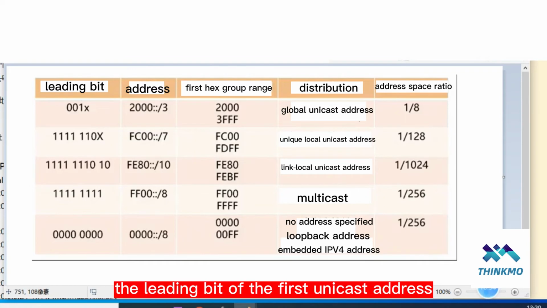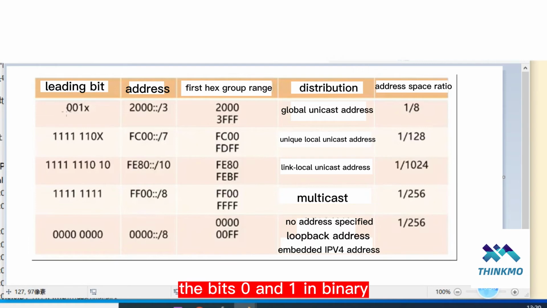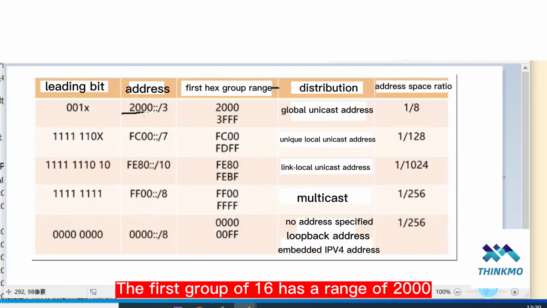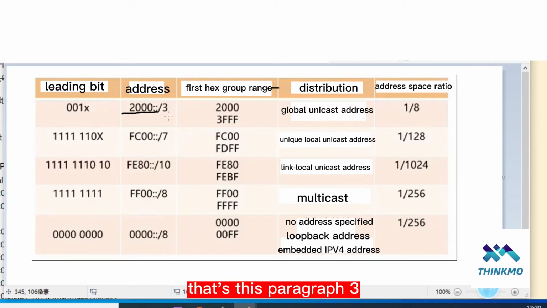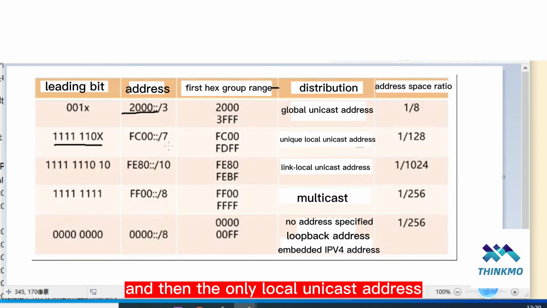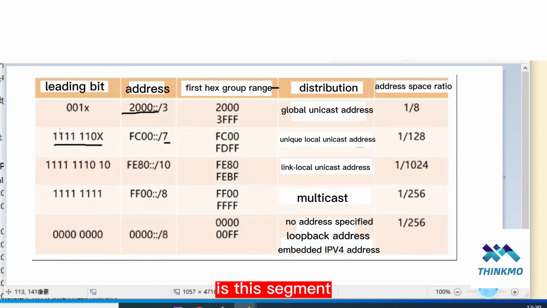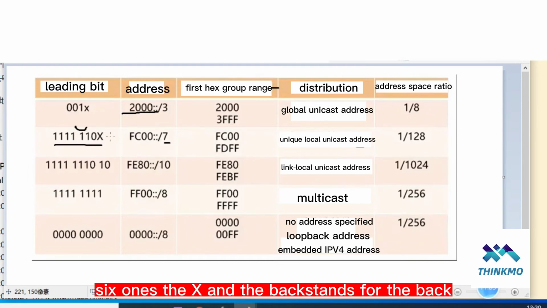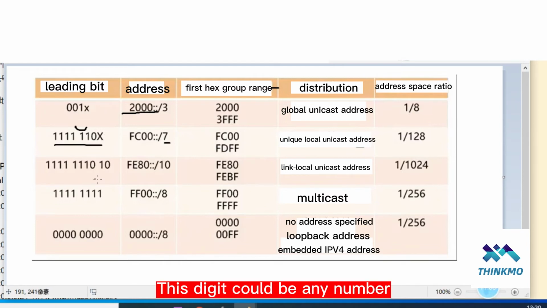This is the leading bits of the unicast addresses, the bits 0 and 1 in binary. We've already covered this. The first group of 16 bits has a range of 2000::/3, which was assigned. And then the unique local unicast address is this segment. The first 7 bits are fixed as 1111110, and the X in the back stands for any digit.